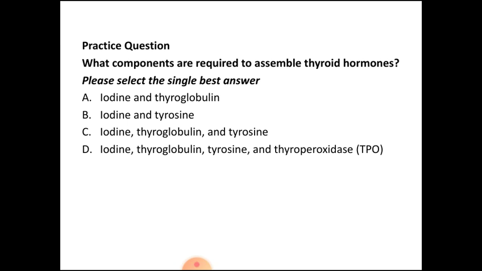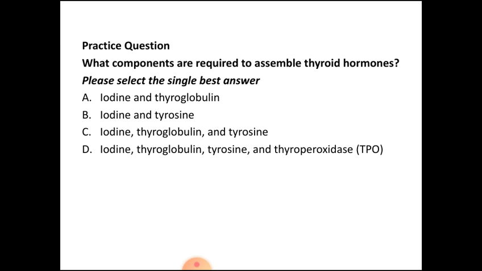In this practice question, what components are required to assemble thyroid hormone? Please select the single best answer, only one answer. Here we have A, iodine and thyroglobulin; B, iodine and tyrosine; C, iodine, thyroglobulin and tyrosine; and D, iodine, thyroglobulin, tyrosine, and thyroperoxidase. So what components are required to assemble thyroid hormone? This is an easy question.